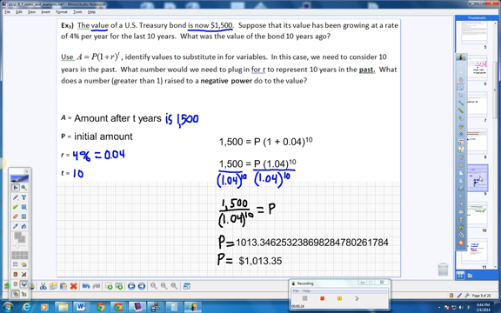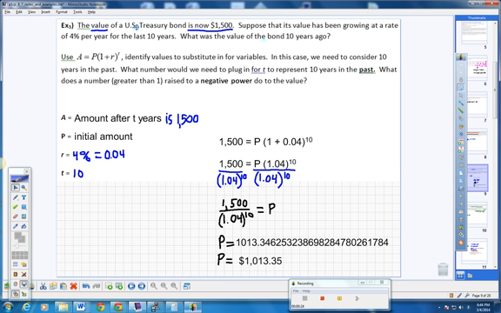So let's go back to the original question. The value of a U.S. Treasury bond is now $1,500. Suppose that its value had been growing at a rate of 4% per year for the last 10 years. What was the value of the bond 10 years ago? So it wants to know what it was 10 years ago. There are two different ways to do this problem. The first is to read it as is.